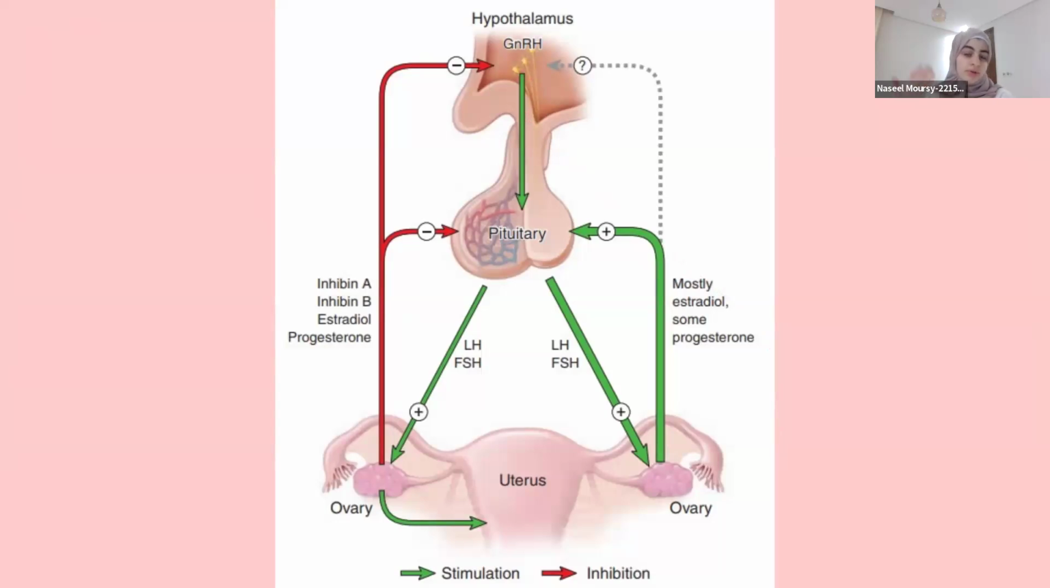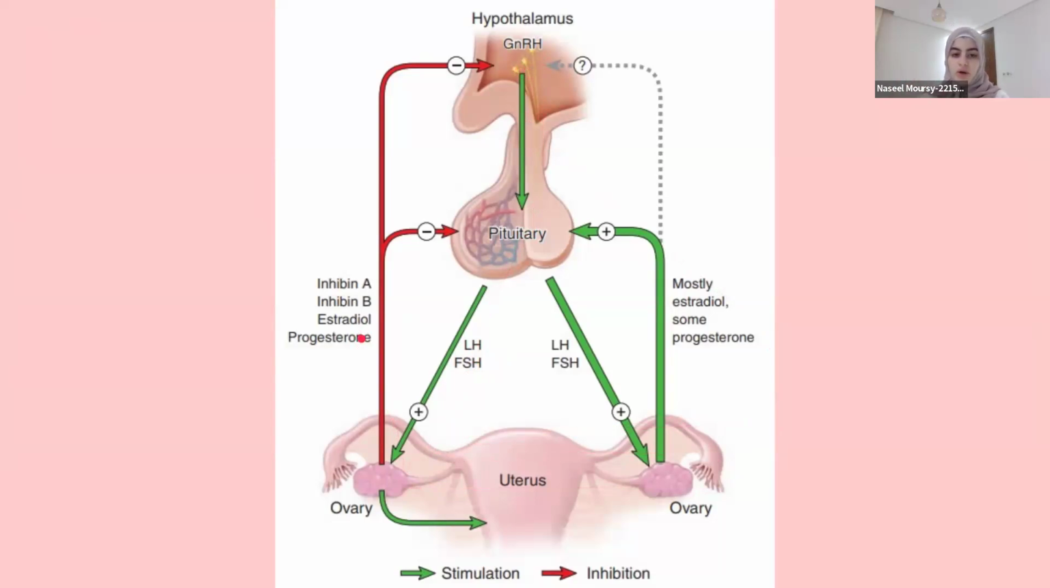There must be something coming from higher up. So, that is GnRH. GnRH basically comes from the hypothalamus and it stimulates the anterior pituitary to secrete LH and FSH. Now LH and FSH stimulate the ovaries, and then these ovaries secrete estrogen and progesterone and many other hormones we'll talk about.